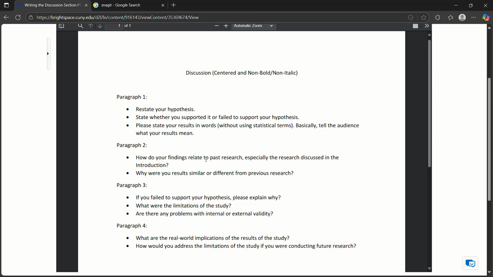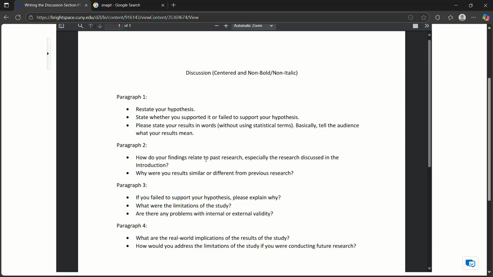Do our results as a class support the previous research on hypothesis 1, which is a positive correlation between life satisfaction and social connectedness? You're going to tell me that. Then for hypothesis 2, the same thing. Hypothesis 3, 4, and 5. That's all you're doing in paragraph 2. Did we get as a class similar results or different results from the previous research? And you must cite those 5 articles, one for each of the 5 hypotheses.